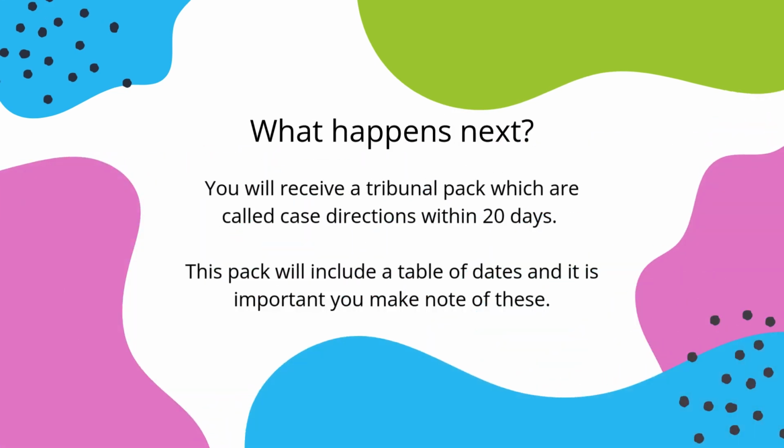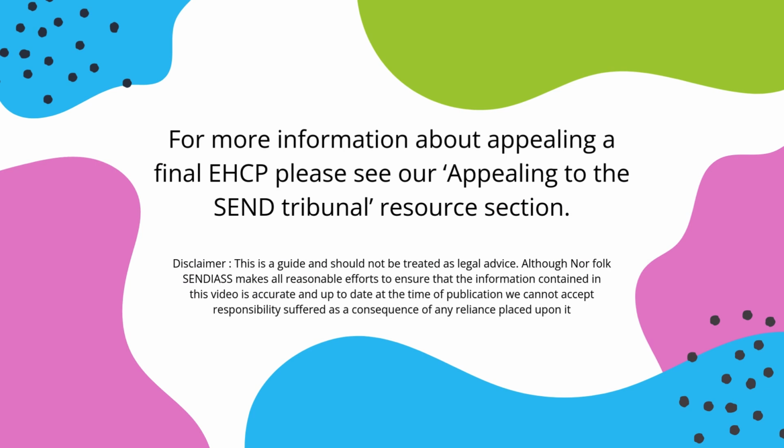What happens next? You will receive a tribunal pack, which are called case directions, within 20 days. This pack will include a table of dates, and it is important you make note of these. For more information about appealing a final EHCP, please see our Appealing to the SEND Tribunal resource section.